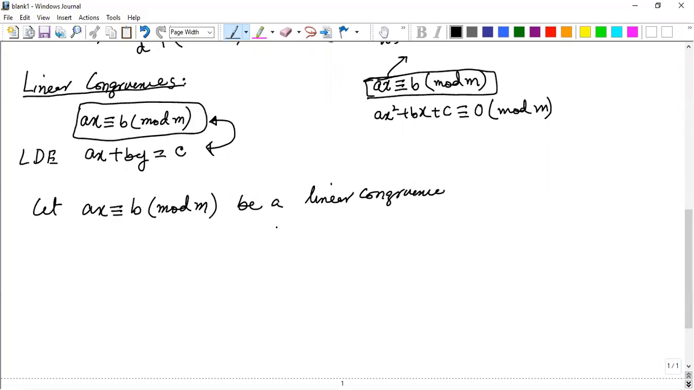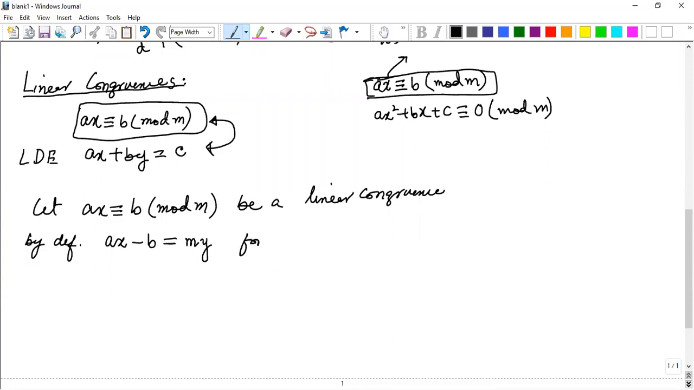Okay, so we assume that this one is a linear congruence. We just apply the definition of linear congruence. So by definition, we can write ax minus b is equal to m times some integer. So we assume y is an integer.